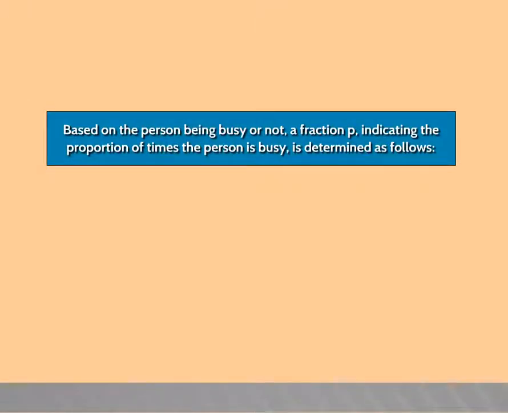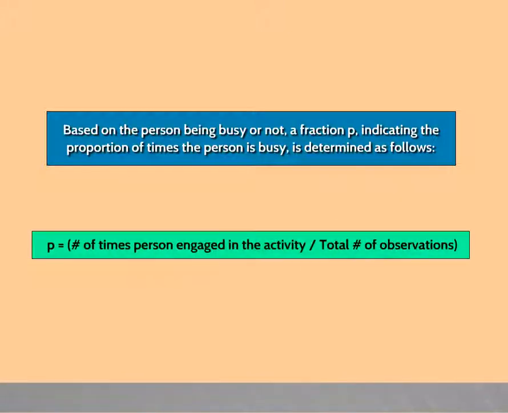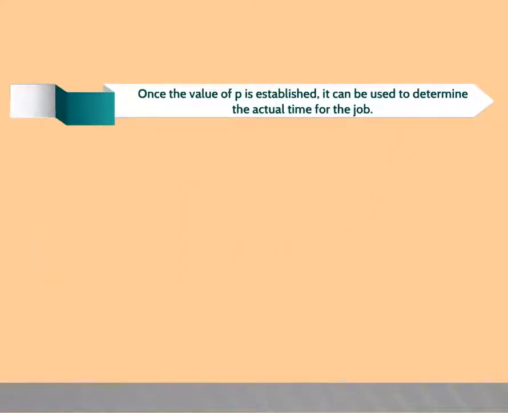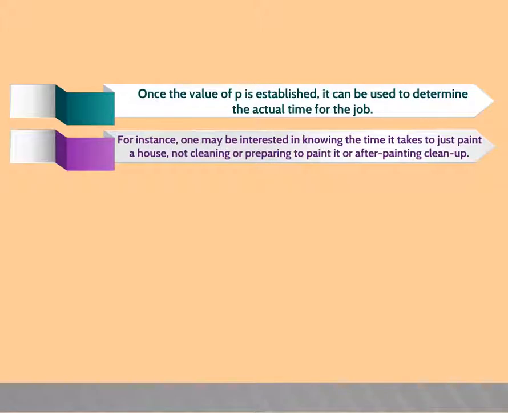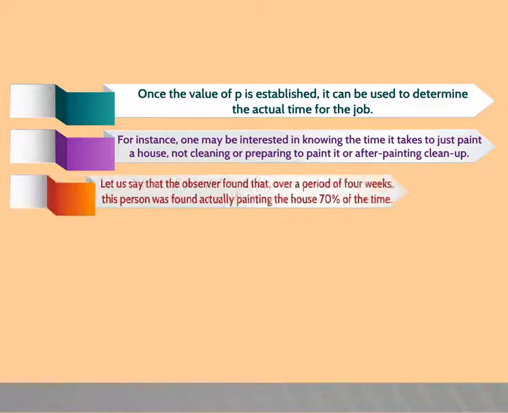Based on the person being busy or not, a fraction p indicating the proportion of times the person is busy is determined as follows. P is equal to number of times person engaged in the activity over total number of observations. Once the value of P is established, it can be used to determine the actual time for the job. For instance, one may be interested in knowing the time it takes to just paint a house, not cleaning or preparing to paint it, or after painting cleanup.